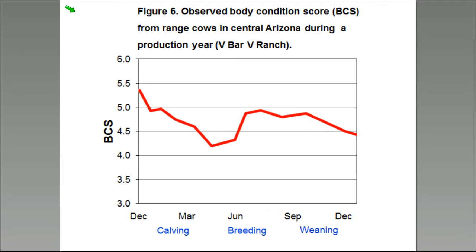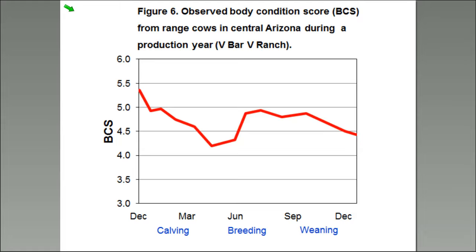It's not uncommon for body condition to go up and down during the year, especially in range environments, and especially as you move further west and south into more arid, semi-arid type of country. So this is an observed body condition score for 1 year of animals in central Arizona, and you can see that they varied by about a body condition score through the year.